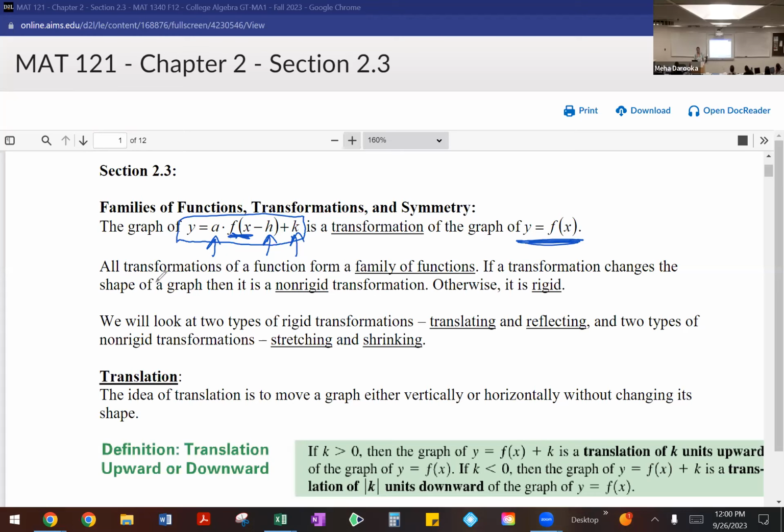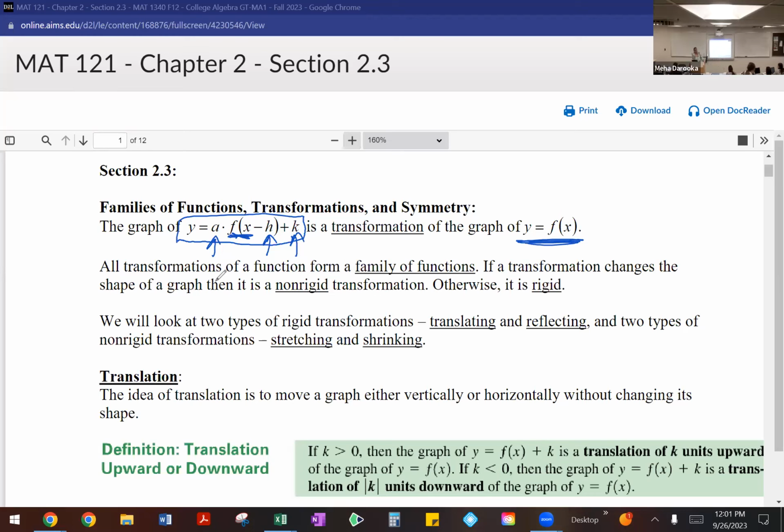So all of the transformations that you do to a parent function will basically create a new member of your family. So think about, if I just take the basic f of x equals x, right? Y equals x function and make changes on it. Every time I do some kind of transformation on it, it's creating a new member of that family.